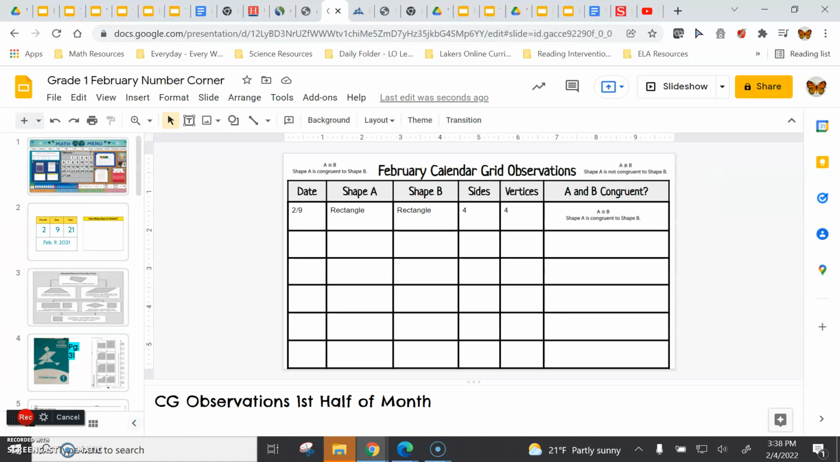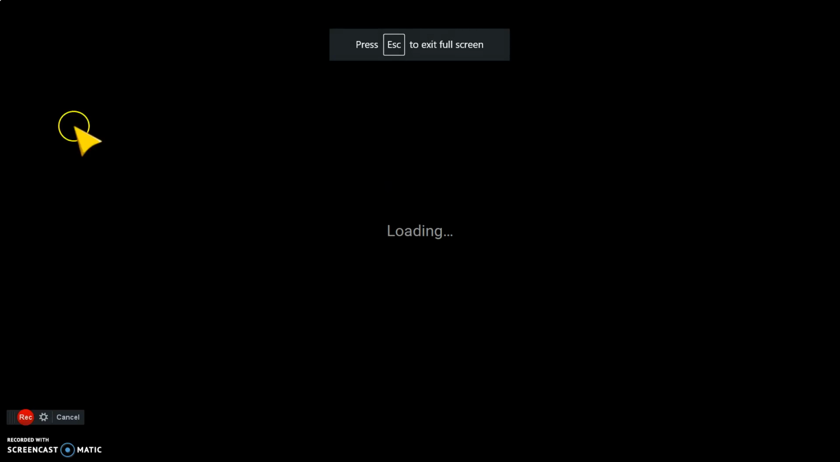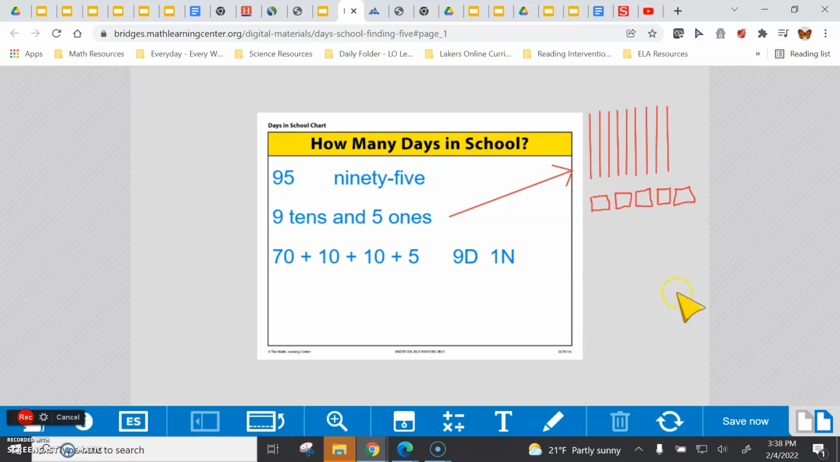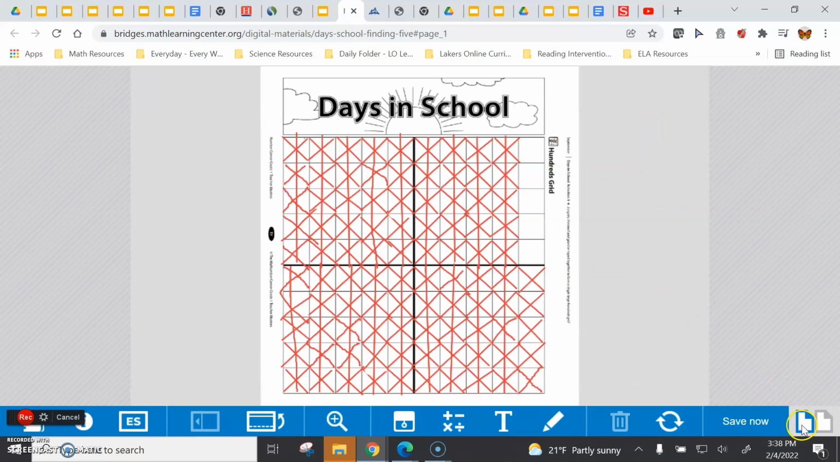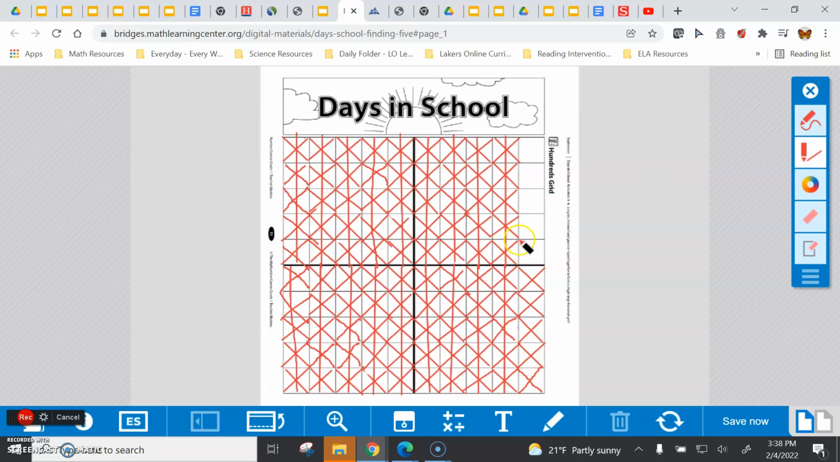As we continue with our activities, we're going to go to our days in school. We'll add another day to it. Oh my goodness, we're getting closer to the 100th day of school. Now we are at the 96th day of school. We made a group of 5 here, and I need to mark that we've made another group of 5. So 96 days in school.